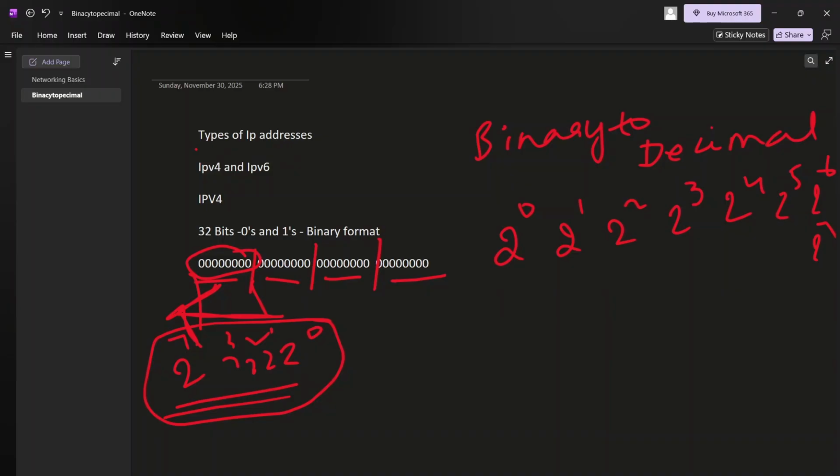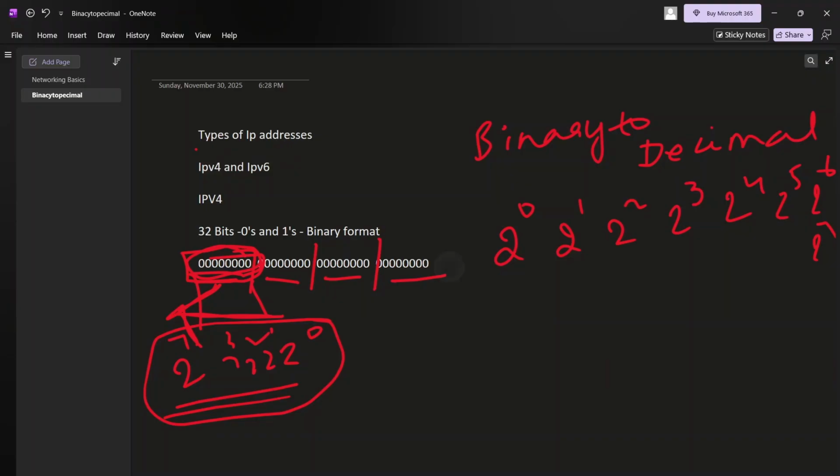Once you do that, whatever present bits binary value is here will be converted to the decimal value. The system can understand the bits, but if you want to remember the address, you need to convert that into decimal values so that it will be easy for you to remember. The system can understand only bits, zeros and ones.